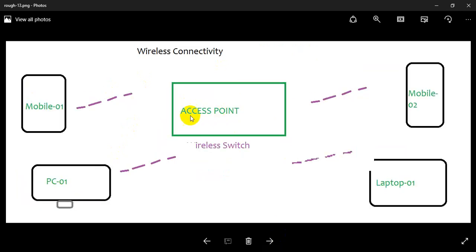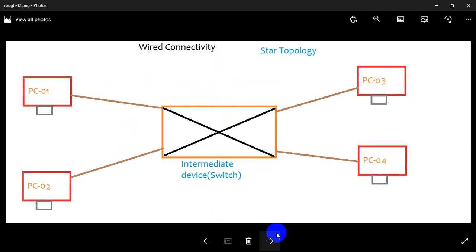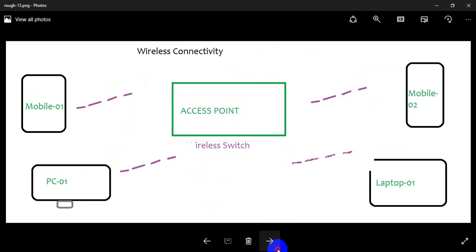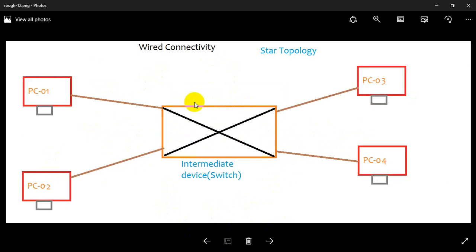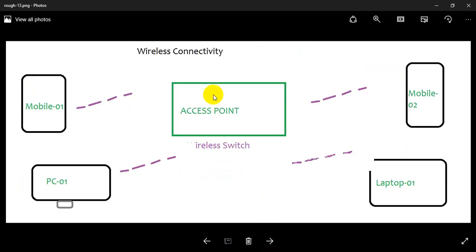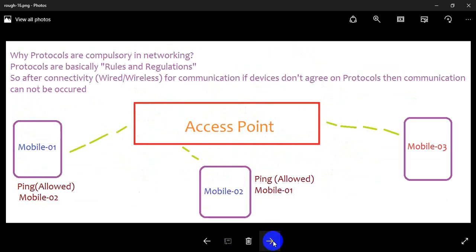So an intermediate device can be connected, even this or this one. This is a wired switch and this is a wireless switch. So this can be connected to end devices. Look at this, and end devices can communicate through the intermediate device. This can send and receive data and it can forward traffic. Let's move forward.